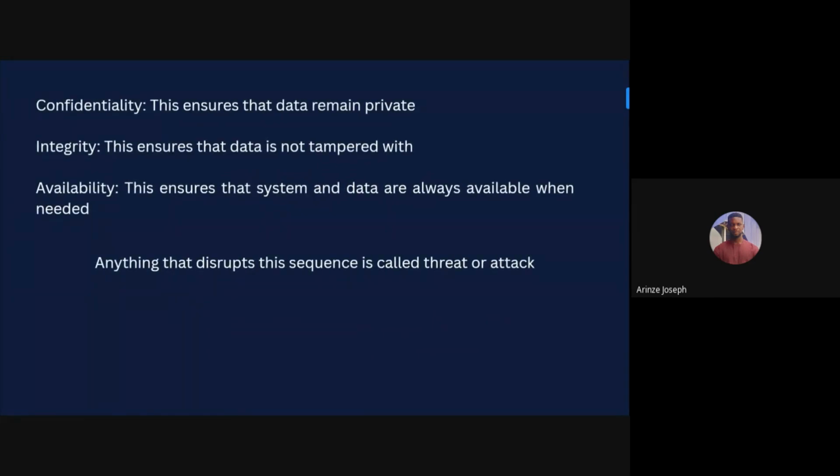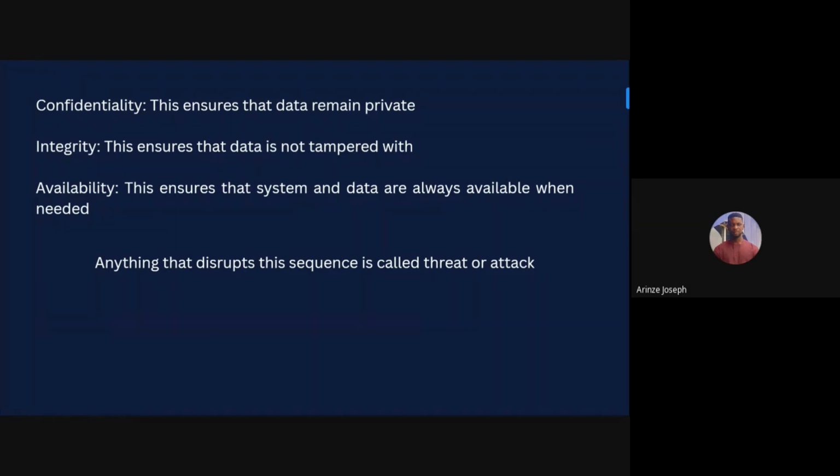Confidentiality, first of all, ensures that data remains private. For example, both of us are chatting over a network, and I send you a message. It is expected that you are the only person that receives this message I'm sending. So it has to be confidential. No other person has to see this message. If another person sees this message, that means that confidentiality has been bypassed. So that data is no longer secure.